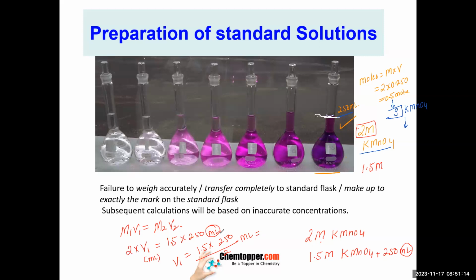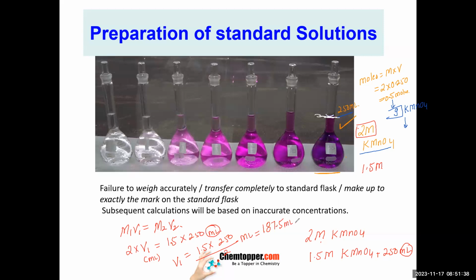Yes, children? Afan, 1.5 times 250 divided by 2. How much? 187.5. Yeah. Be accurate. Be accurate. Standard solutions. Go for maximum sig fig, right?